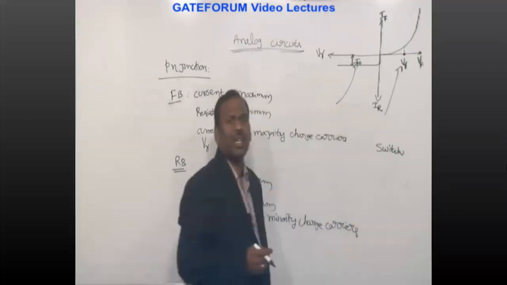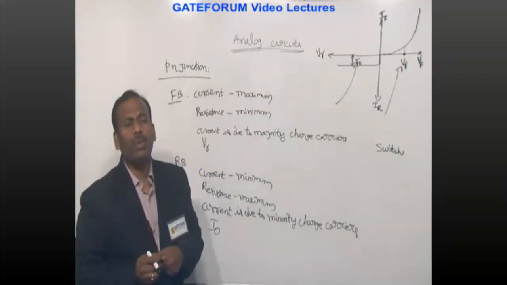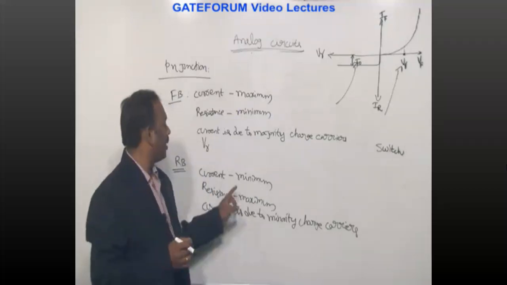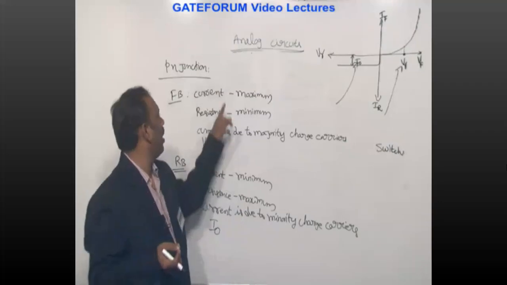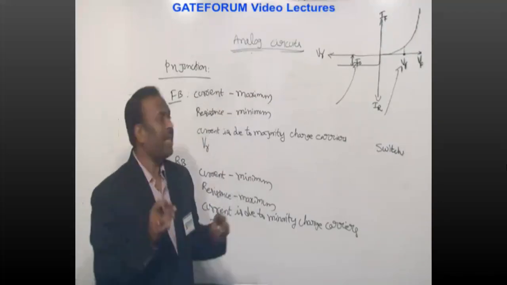What is the meaning of switch? In one direction current has to be maximum, and in the opposite direction current has to be zero. Is that satisfied or not? Current is minimum in this case, so it's not an ideal switch. Current is maximum, current is minimum.